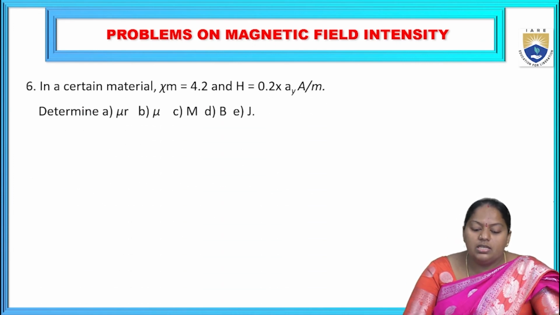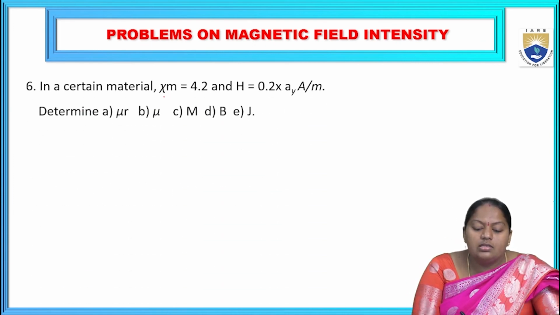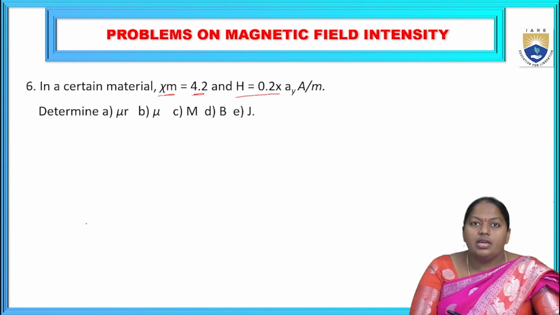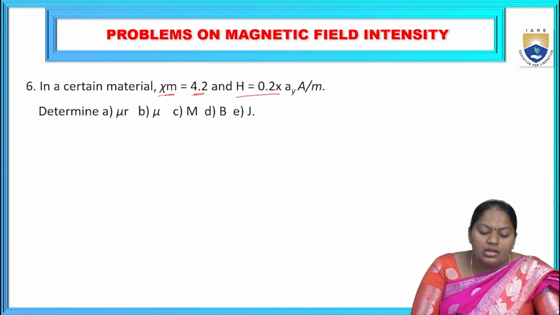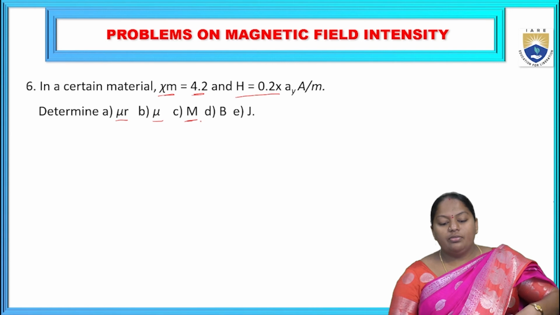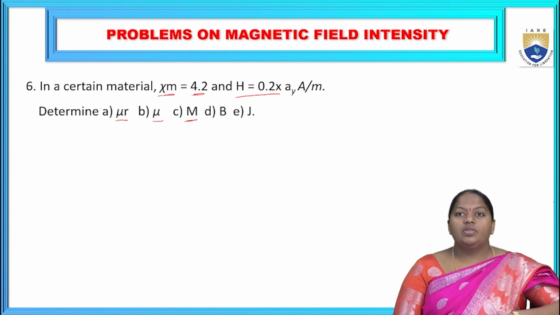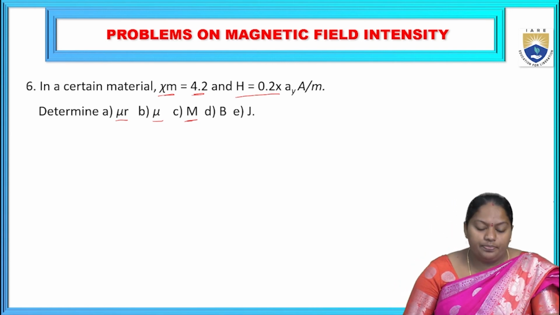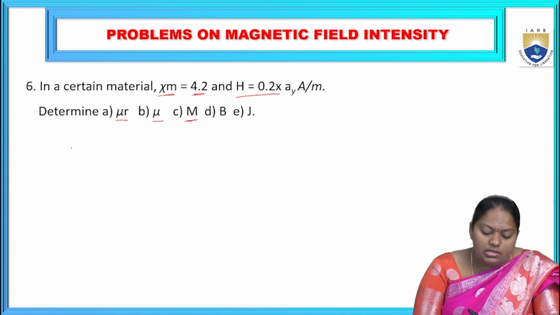In a certain material, χm, this is the notation for magnetic susceptibility, and it is given as 4.2. And H is given as 0.2x AY ampere per meter. Determine μR and μ, then magnetization M and magnetic flux density B, and from that current density J. Use the formula to find μR: 1 plus χm.